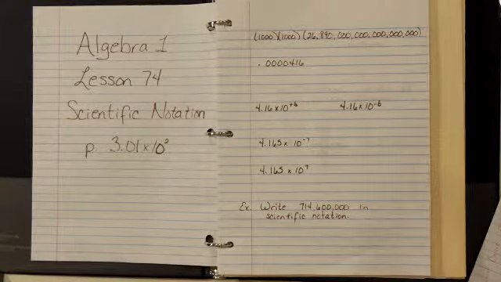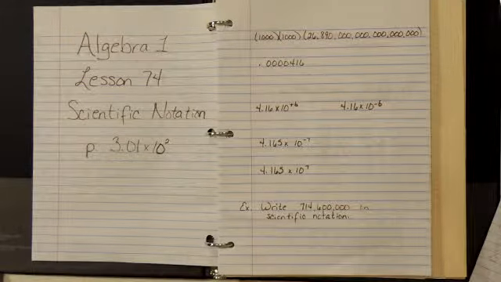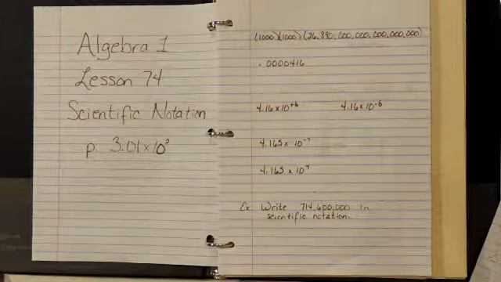Hi, this is Algebra 1, Lesson 74. We're going to talk about scientific notation, and we're starting on page 301.